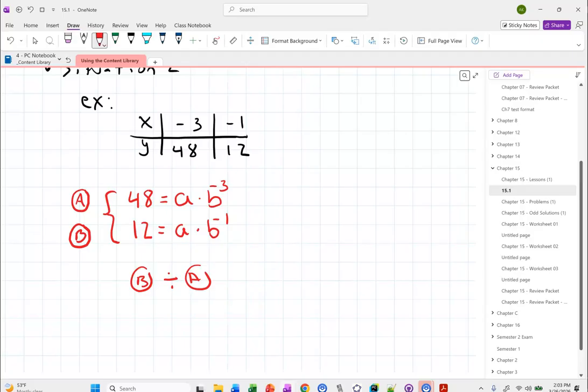So if I have B divided by A on the left-hand side, I'm going to have 12 divided by 48. And on the right-hand side, I'm going to have A times B to the first divided by A times B to the third. Is everybody okay with the setup that I've got here?